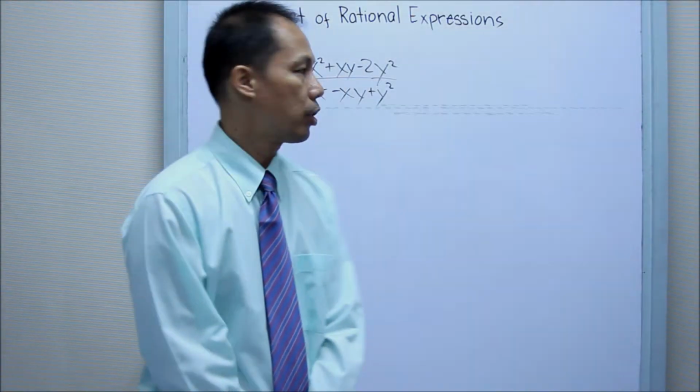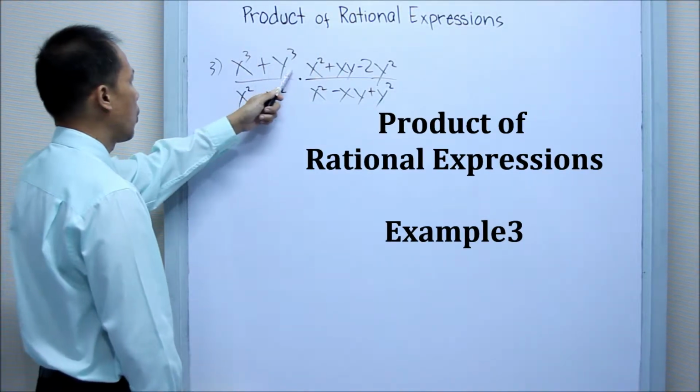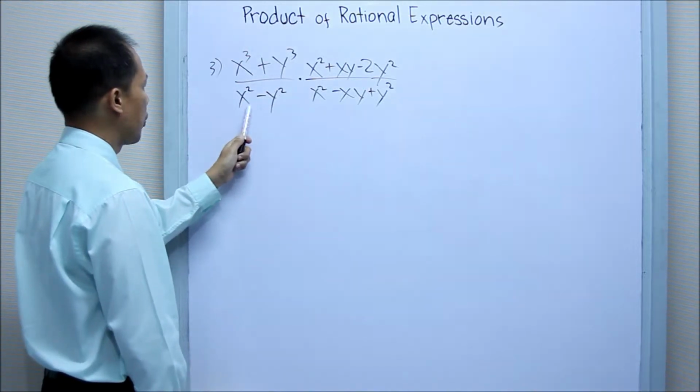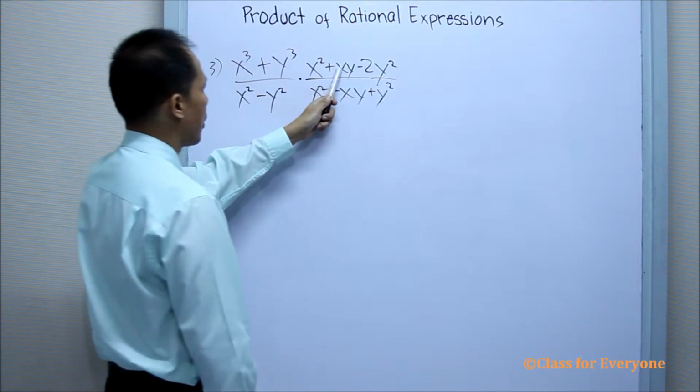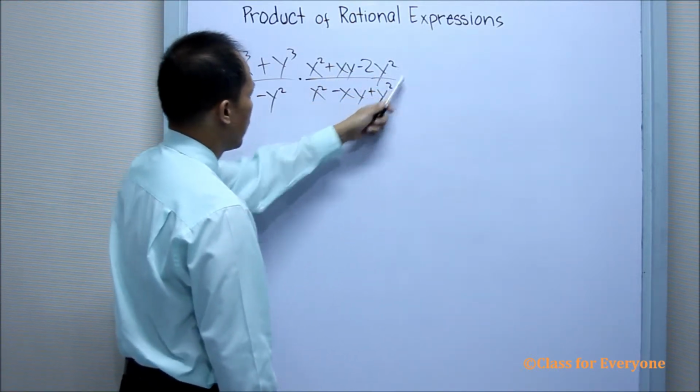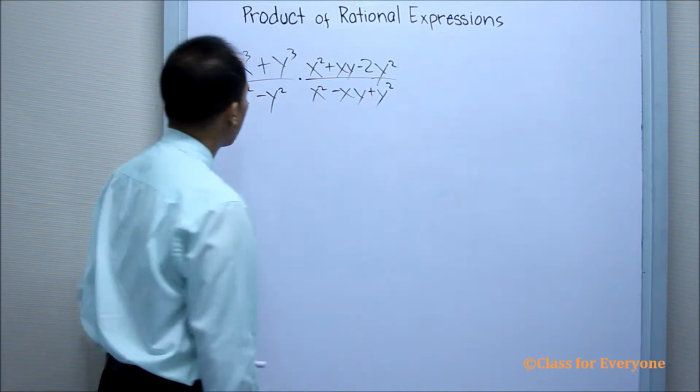Let us solve another example. When we have (x cubed plus y cubed) all over (x squared minus y squared), times (x squared plus xy minus 2y squared) all over (x squared minus xy plus y squared).